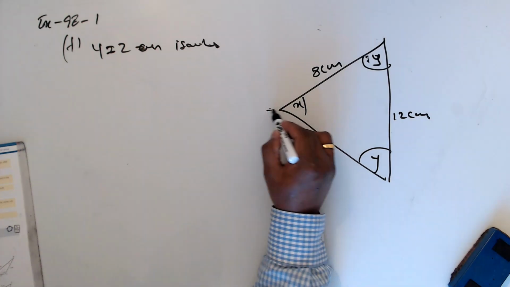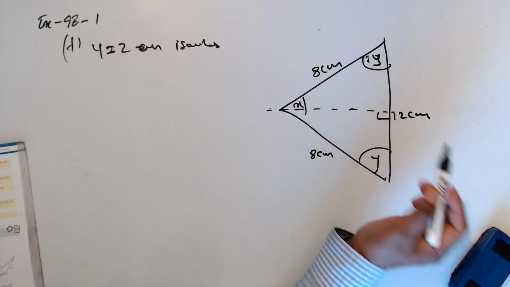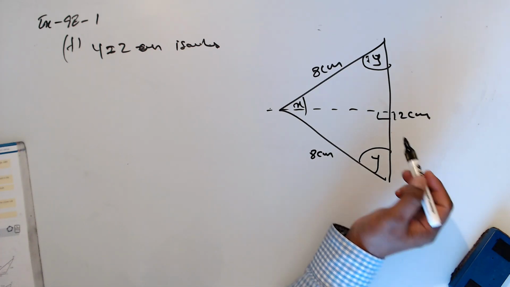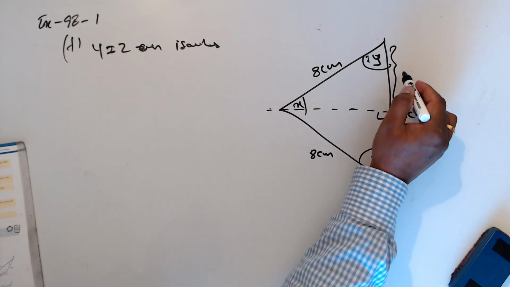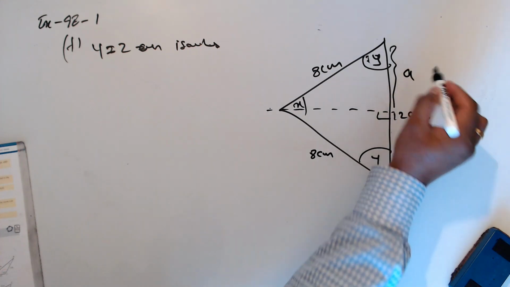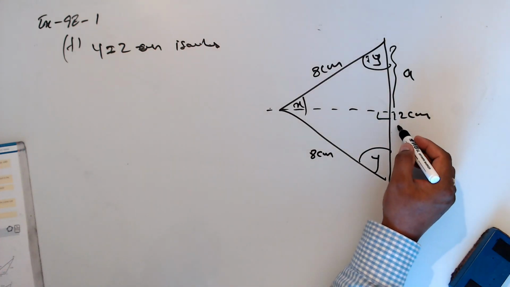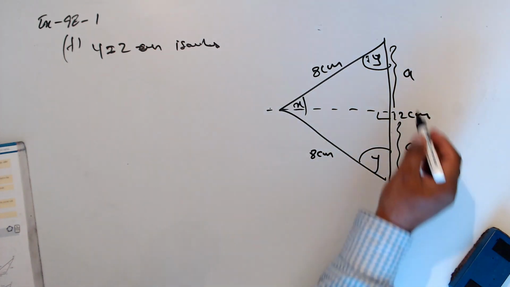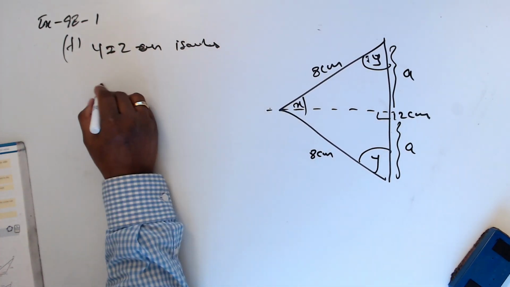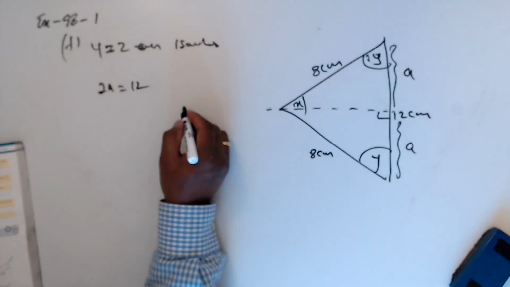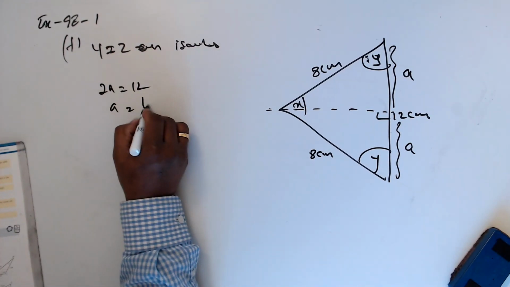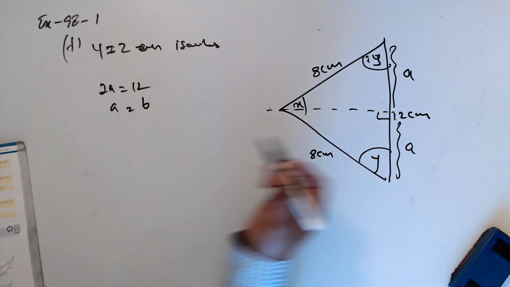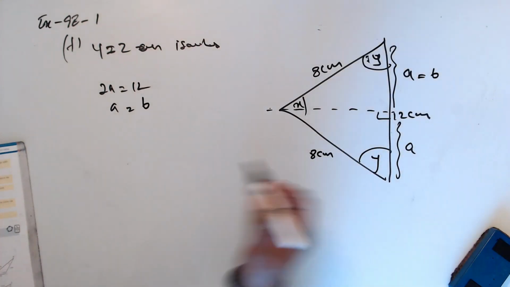And when I draw a symmetry line, this is perpendicular. And then this distance, if I take A, and this is also going to be A, it means 2A equals 12. Then A equals 6. Now this length is going to be 6.